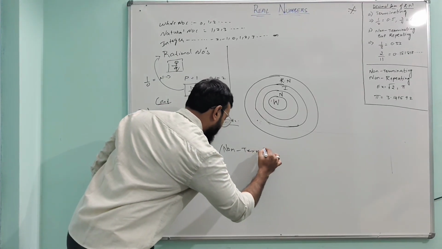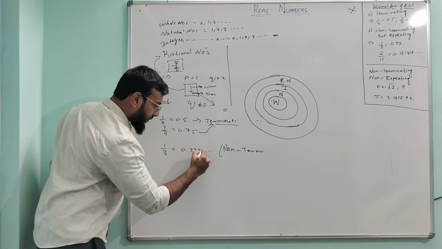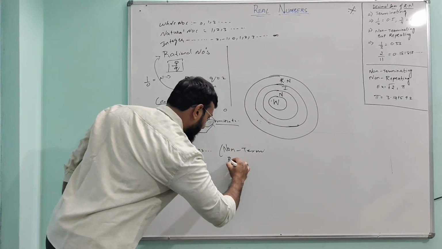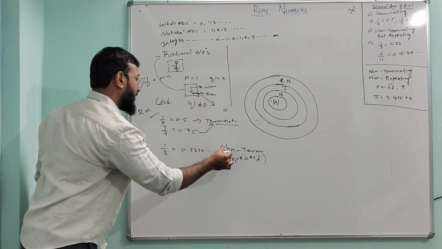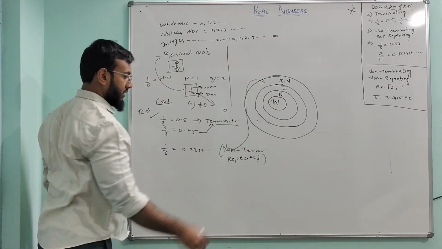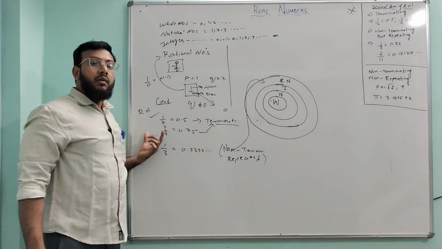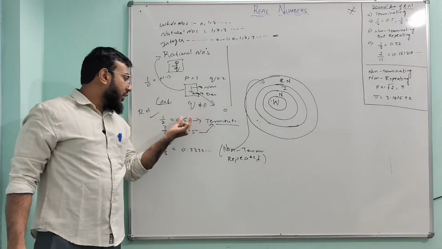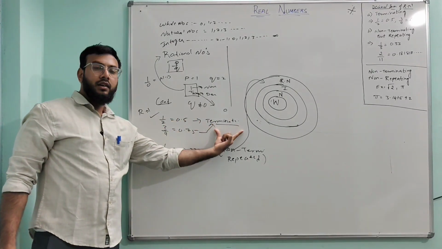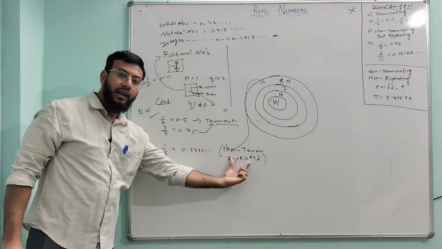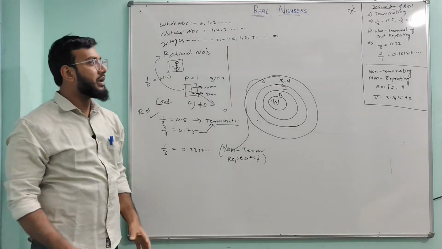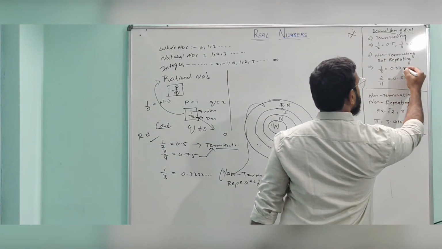Non-terminating, but this number is getting repeated. So this number is also included in rational numbers. The numbers which are in decimal form and terminate are called rational numbers. The numbers which are non-terminating, but repeating, are also rational.